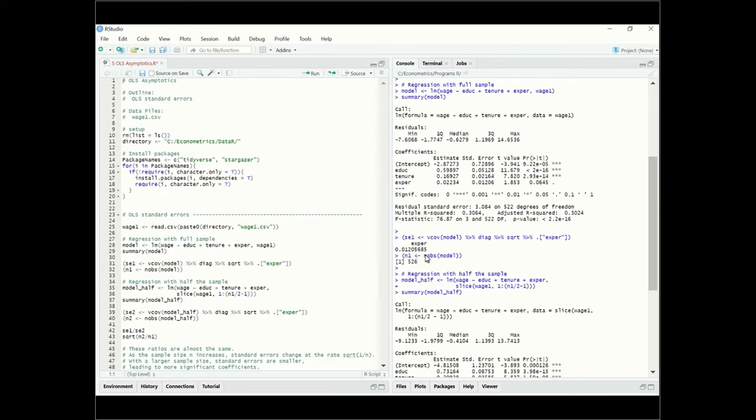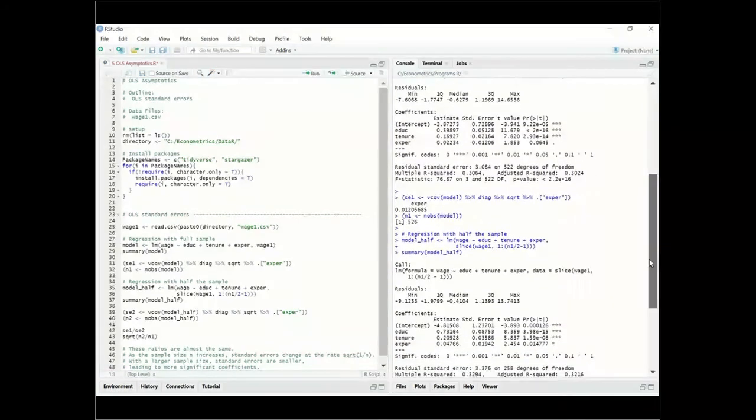N obs is the number of observations for this model, and we see that we have 526 observations. So now let's run the regression with only half of the sample. Here is the same linear model being run, but we're going to be slicing wage1 and picking only the observations from number 1 to N1, which was the sample size before, divided by 2. So we want half of that sample size, and I have minus 1 here. And let's summarize the model that we have below.